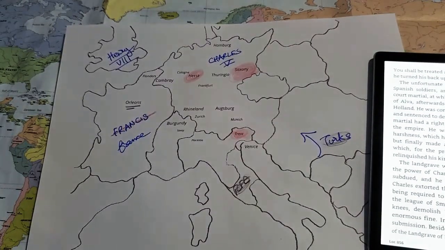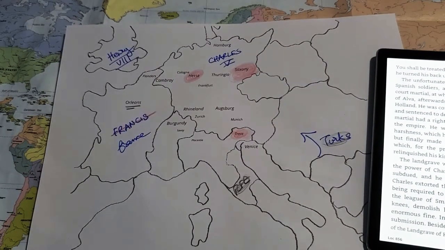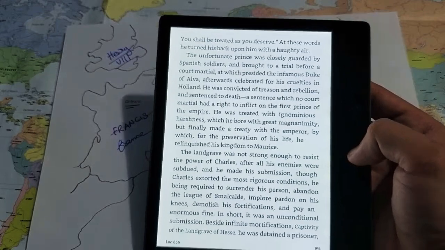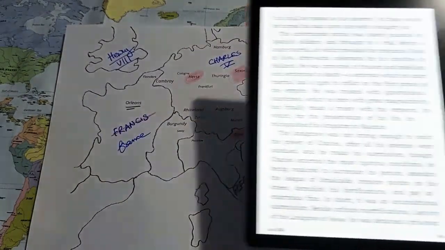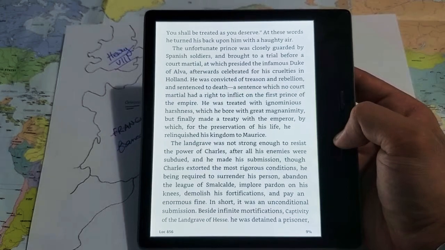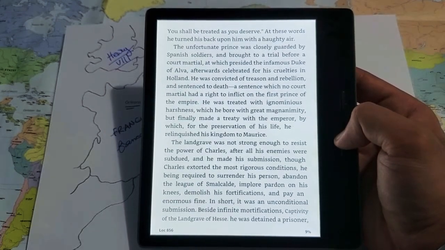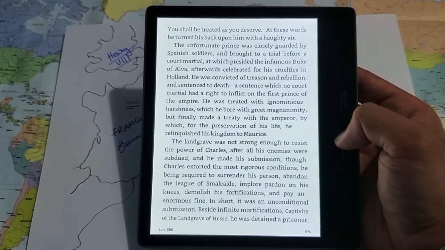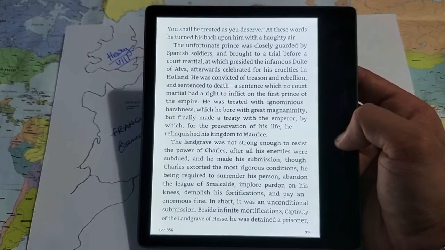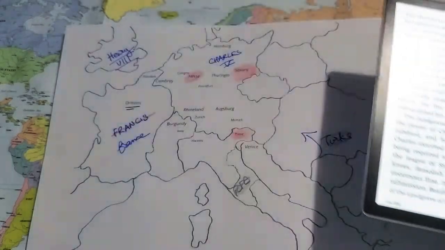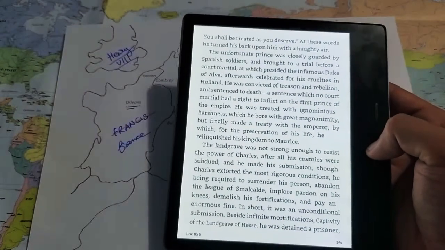So, the guy who's a turncoat to the Protestants, he becomes ruler of Saxony. The traitor. The Landgrave was not strong enough to resist the power of Charles. That's the Landgrave of Hesse, over there on the left, circled in red. After all his enemies were subdued and he made his submission, though Charles extorted the most rigorous conditions, he, being required to surrender his person, abandon the League of Smalcald, and implore pardon on his knees, demolish his fortifications, and pay an enormous fine. So that's the Landgrave of Hesse who has to surrender and beg on his knees.